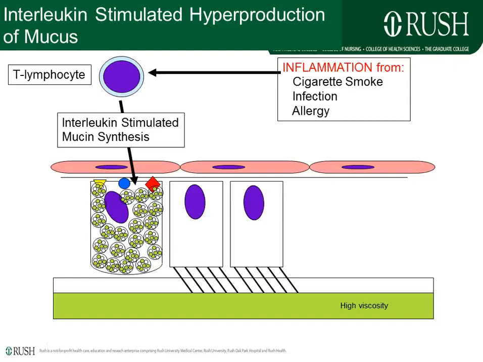Interleukin-stimulated hyperproduction works in a similar way. Whatever the inflammatory source is, it stimulates those T lymphocytes, and a different interleukin stimulation mechanism is engaged, and the existing goblet cells start producing in overdrive. So you don't get an increase in the number of goblet cells, they just start really overproducing. And again, all of that mucus that they're making gets sent out into the airway and can block the airways with mucus.